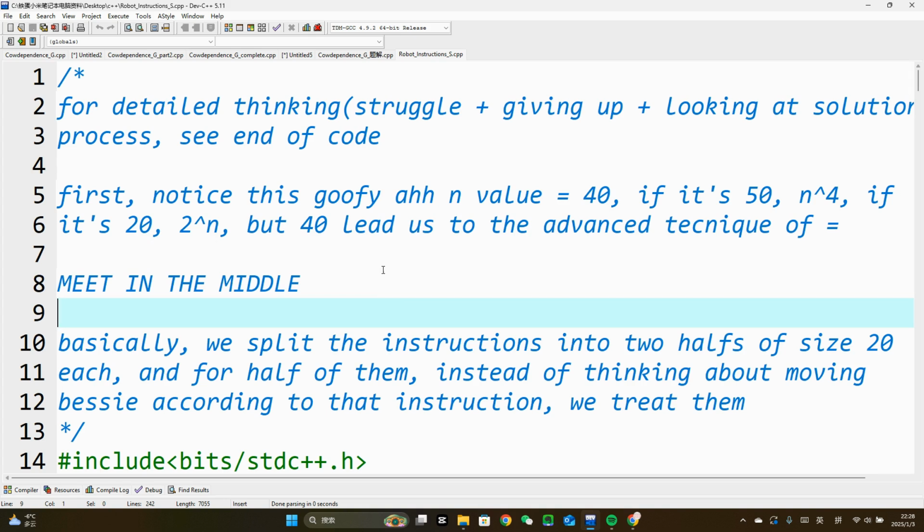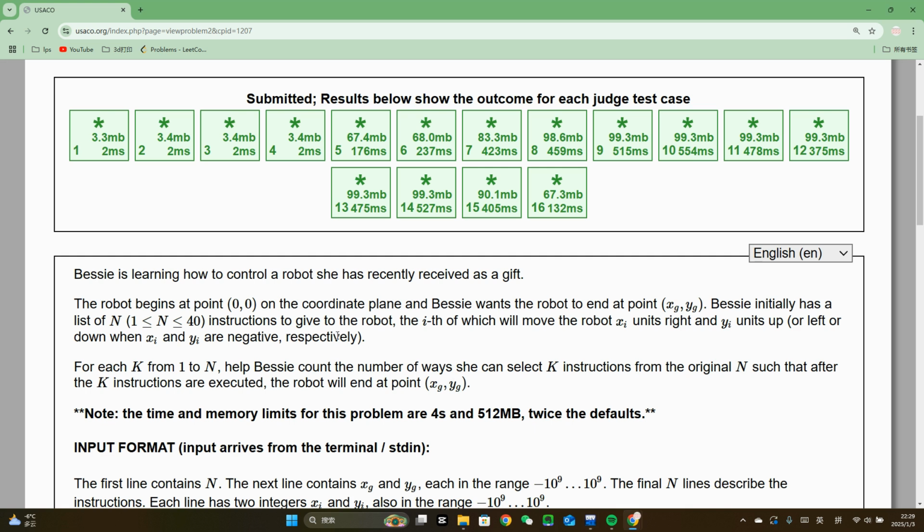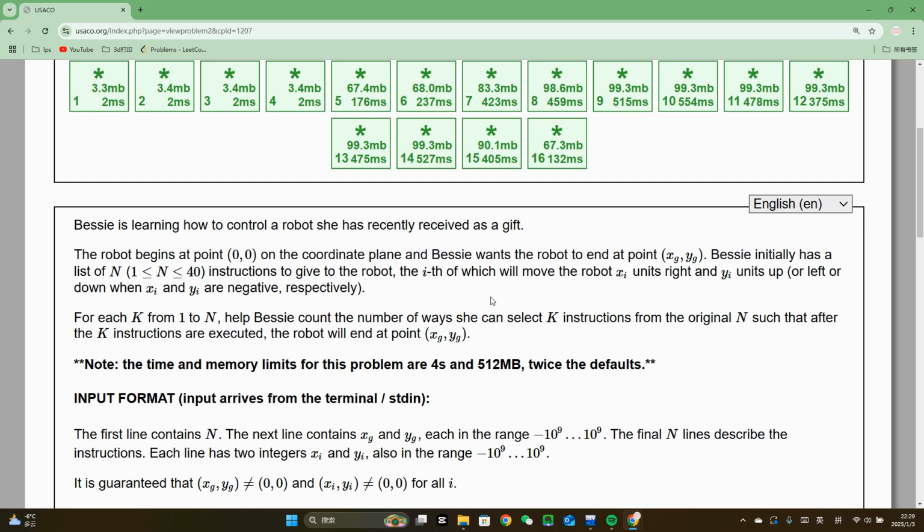Well, meet in the middle is basically thinking, for half the instructions, for 20 out of the 40 instructions, instead of moving from 0,0 towards the goal, we move the goal in the opposite direction. So if we decided to put an instruction into the second half, say it's 1 and 1, meaning you move up 1 in x and up 1 in y, that turns into -1, -1, in which you move the goal down by 1 in the x-axis and left by 1 in the y-axis. So we basically have half the instructions moving the robot that Bessie has, and half the instructions moving the goal until we meet in the middle.